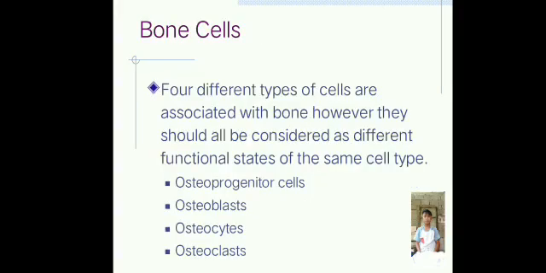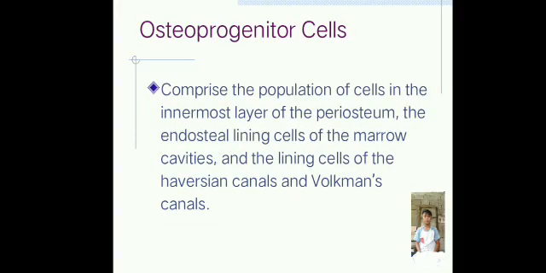Bone cells. Four different types of cells are associated with bone; however, they should all be considered as different functional states of the same cell type: osteoprogenitor cells, osteoblasts, osteocytes, and osteoclasts. Osteoprogenitor cells comprise the population of cells in the innermost layer of the periosteum, the endosteal lining cells of the marrow cavities, and lining cells of the Haversian canals and Volkmann's canals.